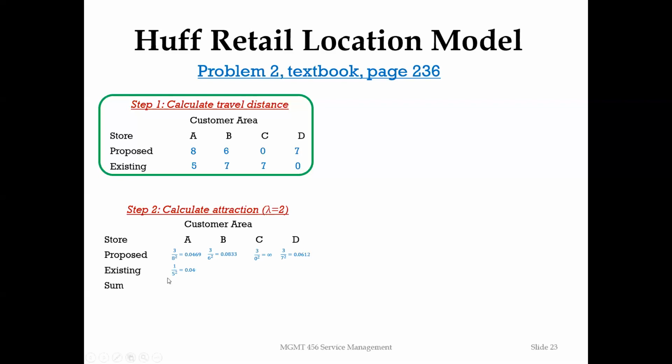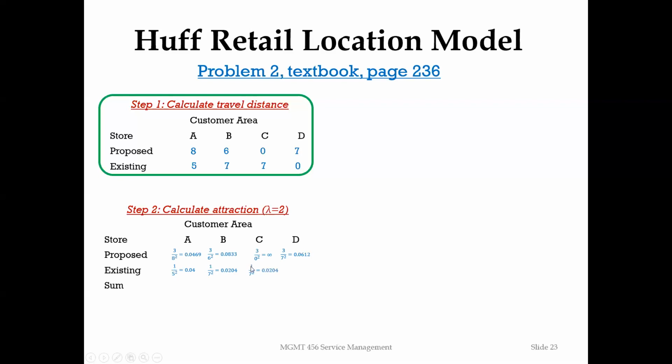First of all, in customer area A, the existing store size is 1. The denominator is 5, travel distance, lambda 2, so 0.04. What about customer area B? The numerator is 1, store size. The denominator is 7, travel distance, you get 0.0204.